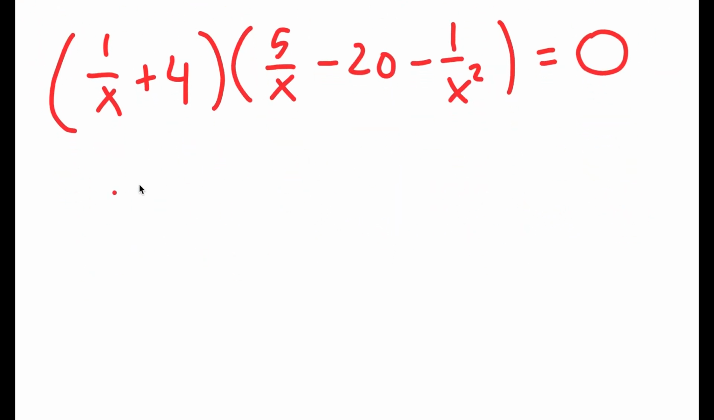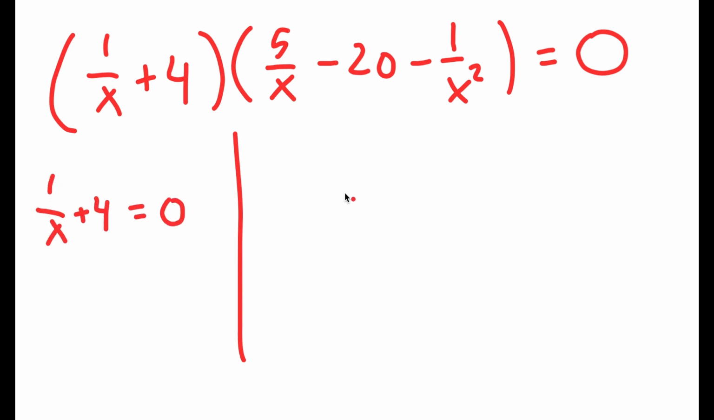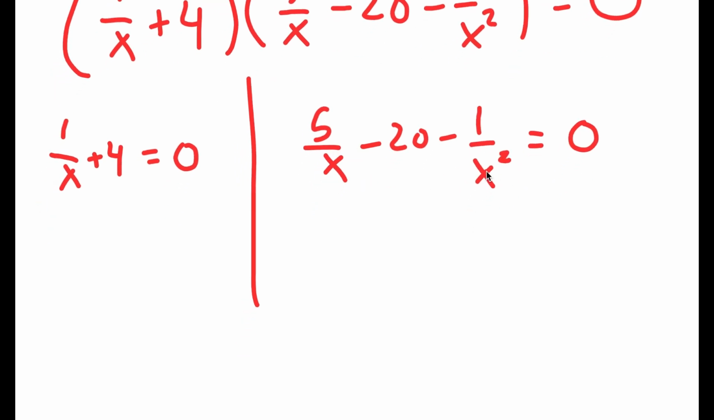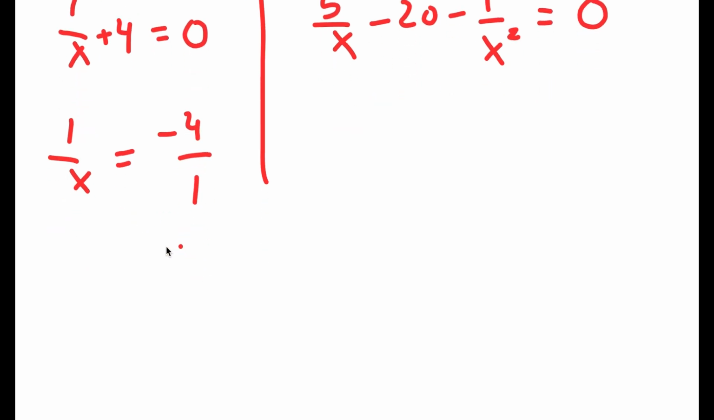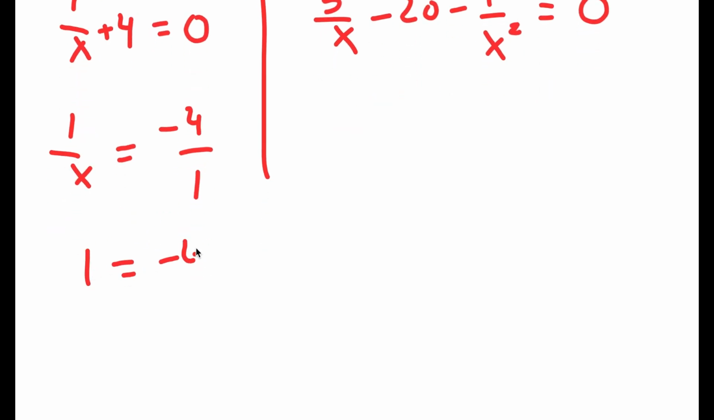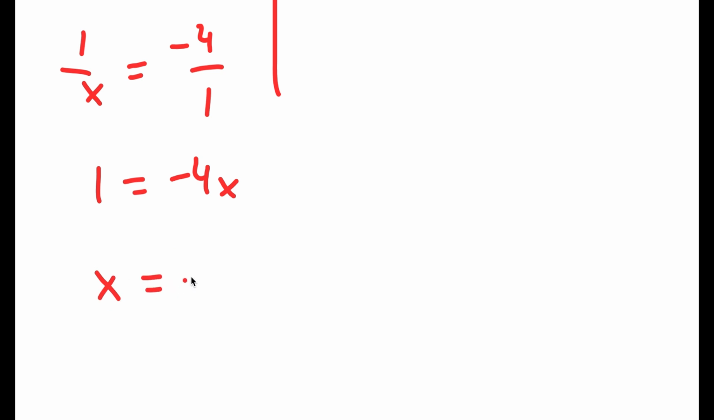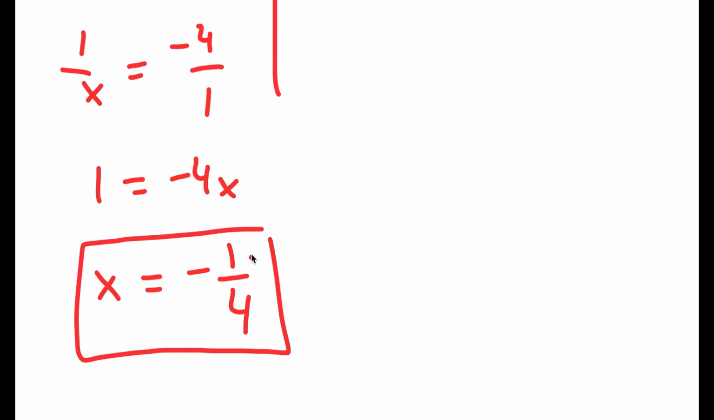So I get two equations from here. I get 1 over x plus 4 is equal to 0, and 5 over x minus 20 minus 1 over x squared is equal to 0. So for 1 over x plus 4 equals 0, this is the same thing as 1 over x is equal to negative 4 over 1, meaning 1 is equal to negative 4x, and x is equal to negative 1 over 4. So this is one solution.